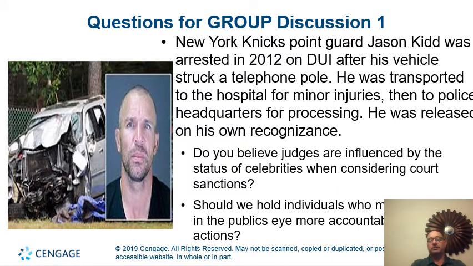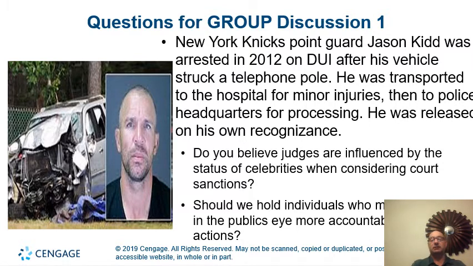So I just sort of threw this in here. It's not something that we're going to cover in class, so I'm just going to skip through this specific slide. This has to do with Jason Kidd, who, if you follow basketball at all, was an amazing NBA basketball star. He struck a telephone pole after drunk driving in 2012. He actually is the coach right now of the Dallas Mavericks, and a great coach at that. But he was released on his own recognizance. So this in 2012 was a big issue.